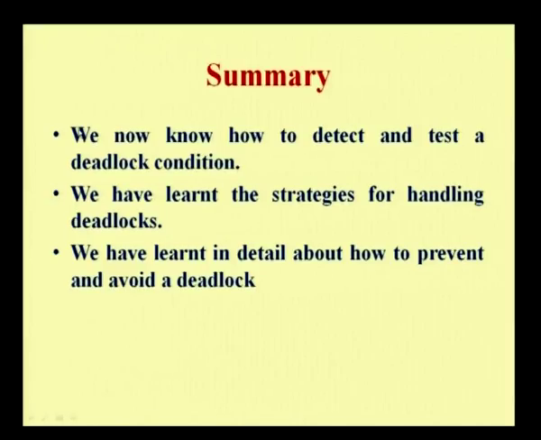Let us summarize whatever we have seen in today's session. In summary, we now know how to detect and test a deadlock condition. Point number 2, we have learned the strategies for handling a deadlock, and we have learned in detail how to prevent and avoid a deadlock. We have also seen the types of deadlock prevention, direct and indirect, the deadlock avoidance, and the approaches for deadlock avoidance. So this is the summary for this lecture.